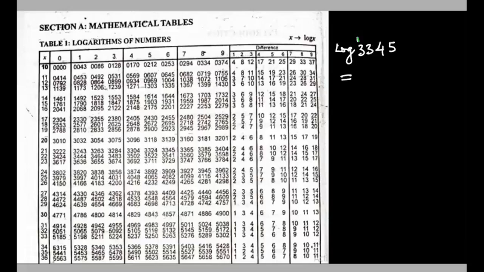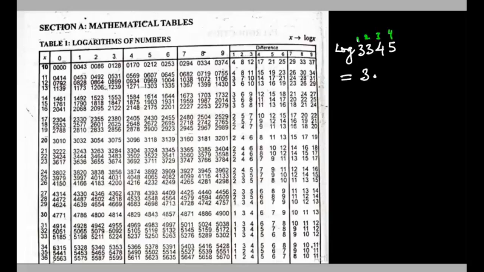It has 1 digit. It has 2. It has 3 and 4. So 3345 has just 4 digits in the whole number. Therefore, I'll do a minus 1. Yes, 4 minus 1. So I'll have 3 point something. And now, that is for my characteristics.